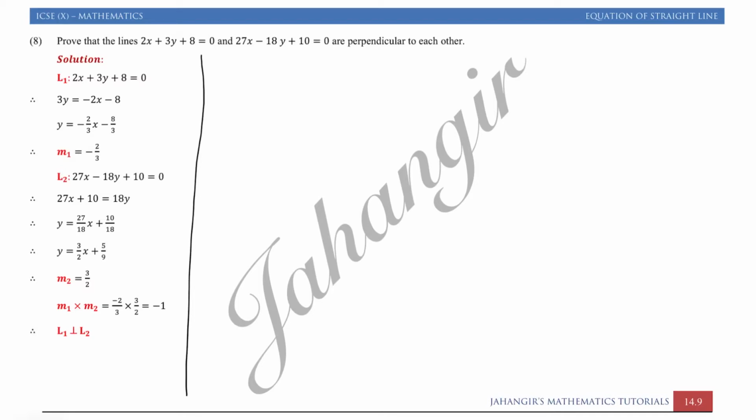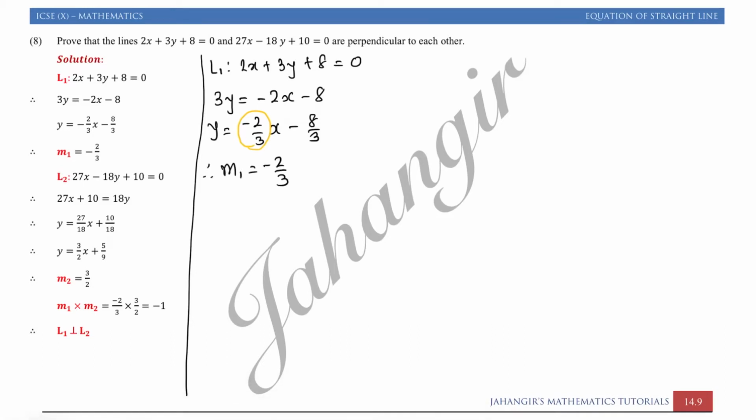Prove that line 2x plus 3y plus 8 equal to 0 and 27x minus 18y plus 10 equal to 0 are perpendicular to each other. So 2x plus 3y plus 8 equal to 0 is L1. We will find slope. 3y is equal to minus 2x minus 8. y is equal to minus 2 by 3 x minus 8 by 3. So we know coefficient of x is slope. So therefore we can say m1 is equal to minus 2 by 3.